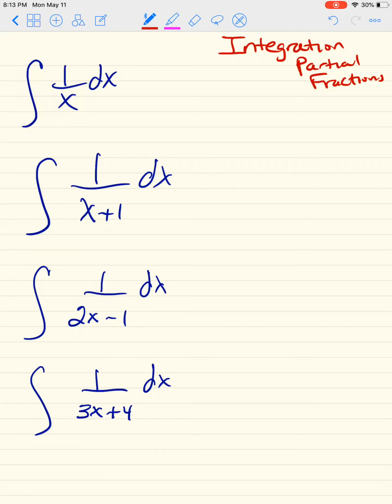Hey guys, welcome back. In this video, I'm going to teach you how to integrate partial fractions. But before we do that, let's talk about just the basics. The integral of 1 over x dx is natural log of x plus c.